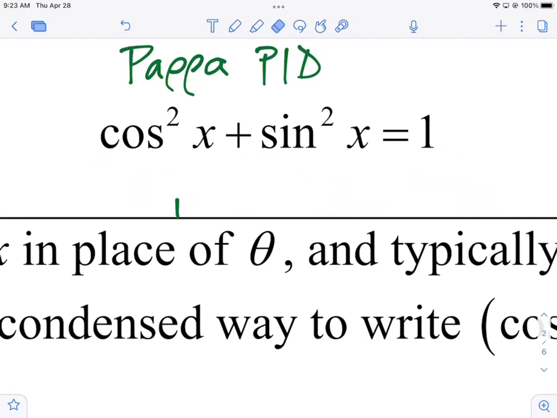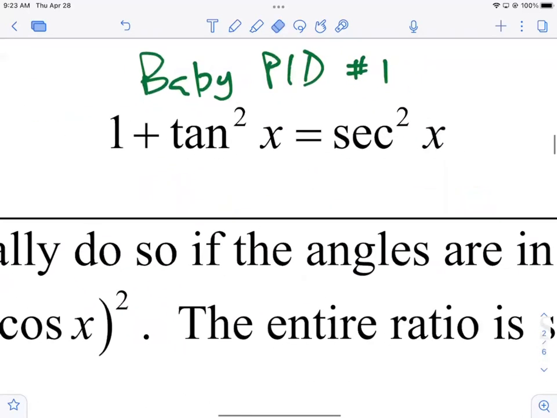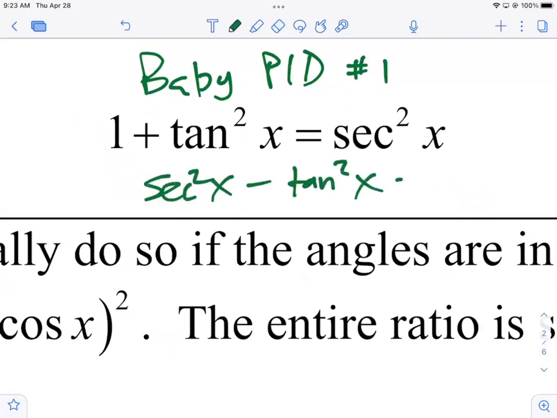Now, of course, once you have it memorized, if you wanted to subtract tangent squared, you can also get secant squared of x minus tangent squared of x, and that would equal 1, right? Manipulate it. Secant squared minus tangent squared is equal to 1. But 1 is also equal to cosine squared plus sine squared. So I guess cosine squared plus sine squared must equal secant squared minus tangent squared. You want to memorize that? Nope. Just memorize that 1 plus tangent squared is secant squared. And then you can manipulate it if you need to.